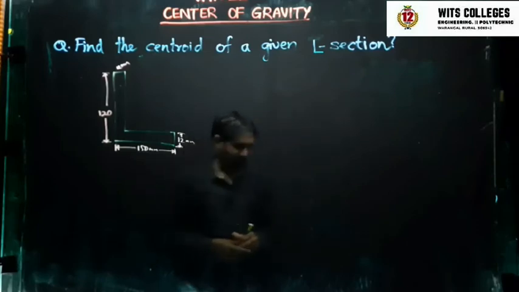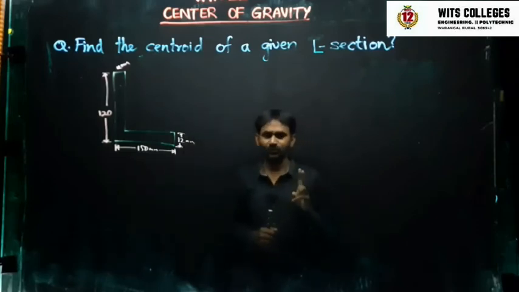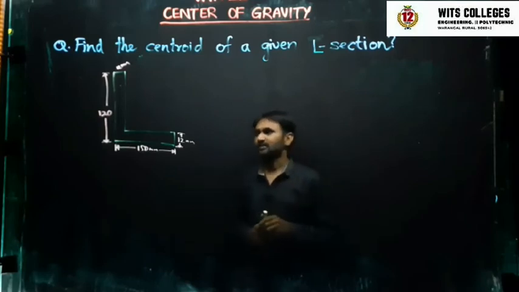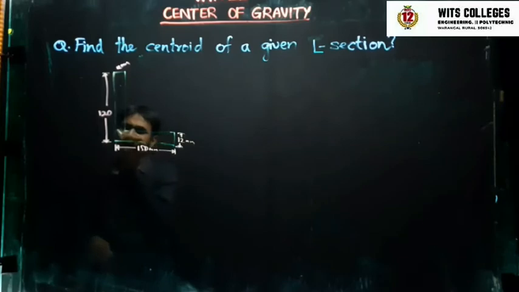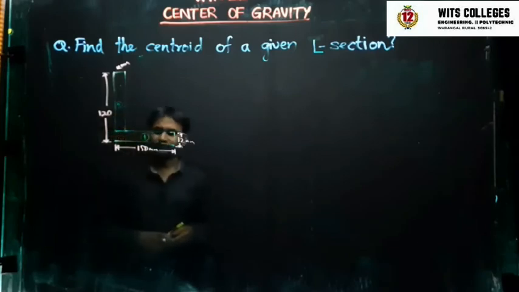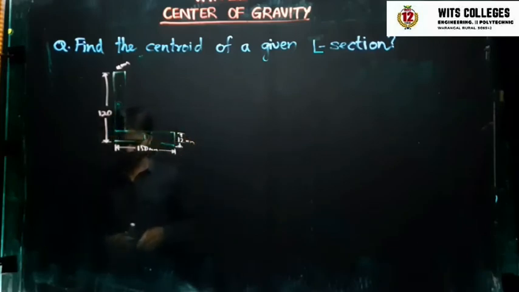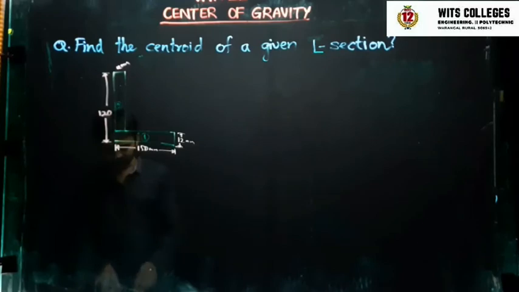Before going for that, you have to divide the section into two parts. So I am dividing the section like this. Let this be 1 and this will be 2. Or else you can divide vertically also. This will become 1 and that will become 2. And this is my figure number 1.